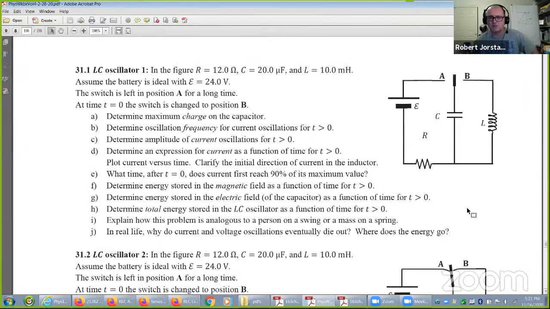Okay, so I want to talk about this problem right here. We looked at this last time and did some simulations. I don't think we did all of this last time. I think I just showed you a simulation of it. So now let's actually go through and look at this and do it. So I'm going to start drawing it up and then we'll go through this thing.